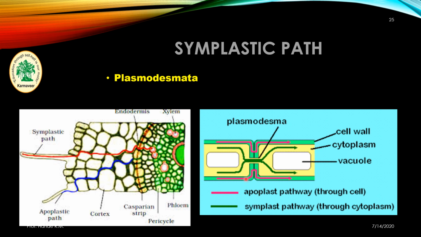This is the apoplastic pathway. Water moves through the cell wall and the intercellular space. And this is the symplastic pathway. Water moves from one living cell to another living cell through the plasmodesmata. It is known as the symplastic pathway. Then the symplastic pathway is again classified into two: vacuolar path and transmembrane path.